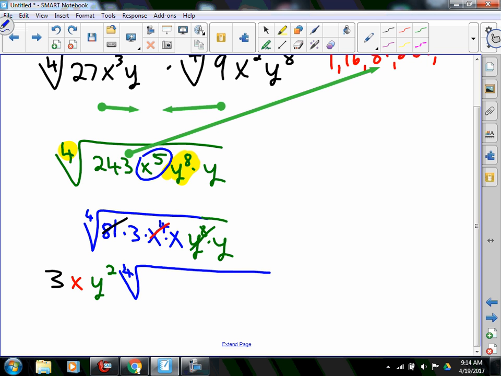Who's watching Springer? This 3 here is watching Springer. This X here is watching Springer, and this Y here is watching Springer.